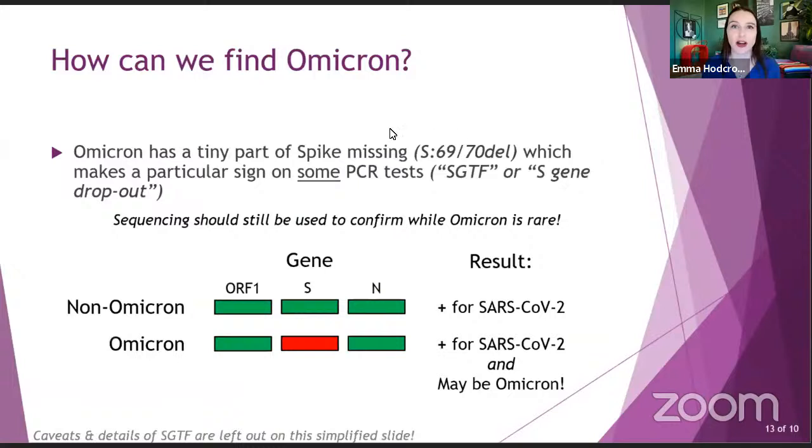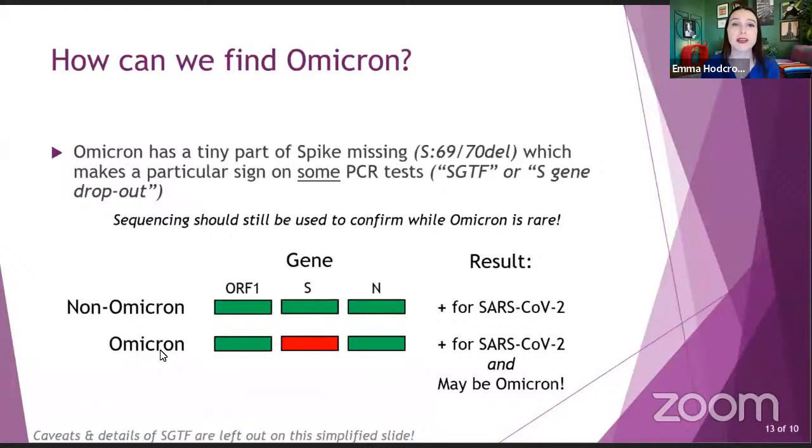This means that Omicron has a very small part of its spike protein missing, and this makes a very particular signal on some PCR tests. So for example, with most of the other variants, when we do a PCR test, we get 3 signals that show up from different parts of the virus. And this shows us that you're positive for SARS-CoV-2.